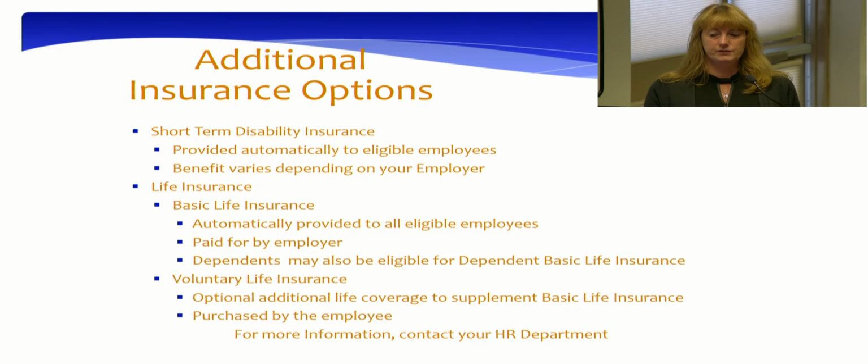The additional insurance options available to you are short-term disability insurance that's provided automatically to eligible employees. Benefits vary depending on your employer. Life insurance: you have basic life insurance, which is provided to you by your employer, and dependents may also be eligible to enroll in this product. You do have the option also to enroll in voluntary life insurance, and this is additional life insurance that you purchase to supplement your basic life insurance. And for this enrollment, you can contact your HR department.